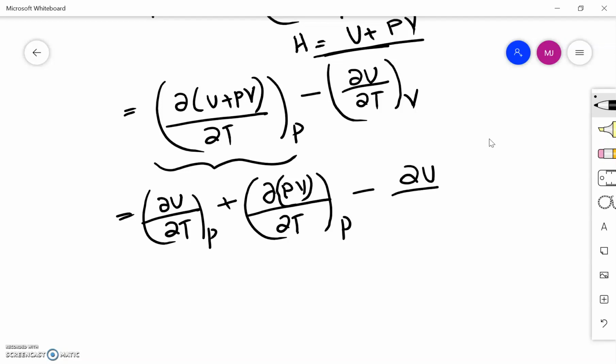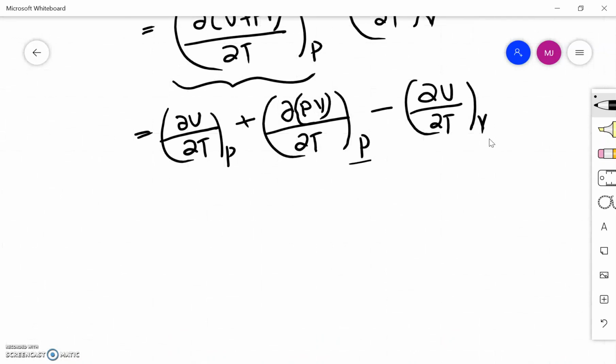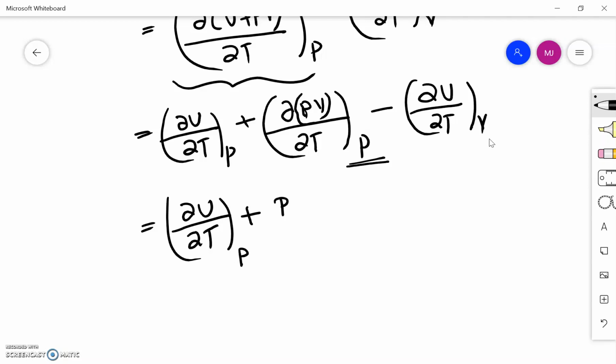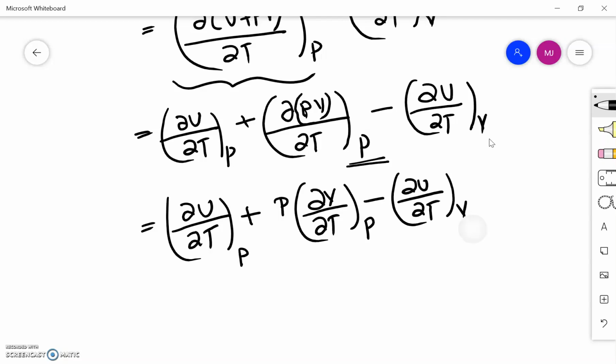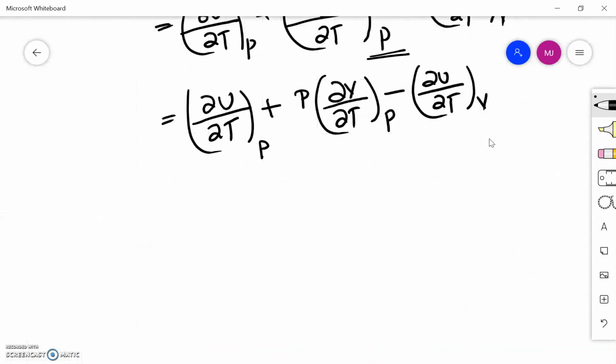And then the next term. Since pressure is constant here, this P can be taken outside the differential. So the equation becomes ∂U/∂T at constant pressure plus P ∂V/∂T at constant pressure minus ∂U/∂T at constant volume. I'm going to number this equation as 1.